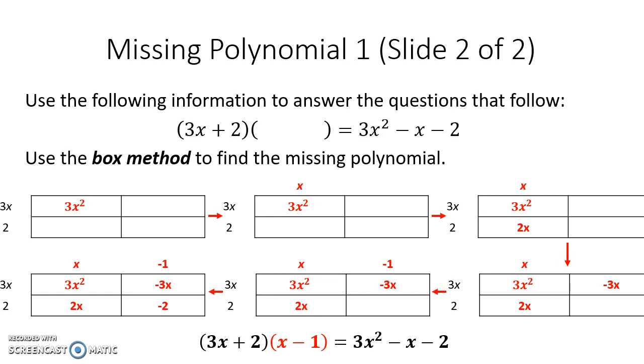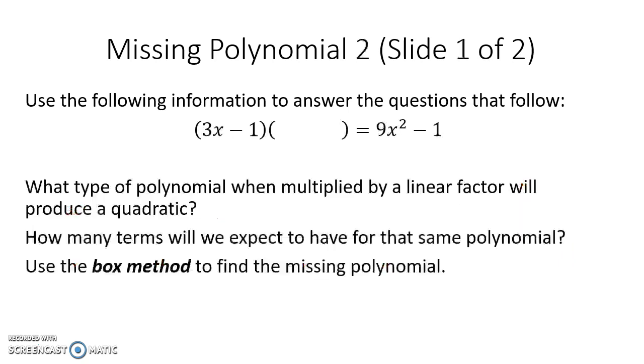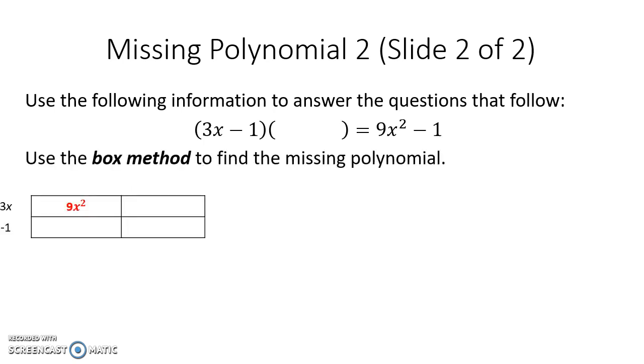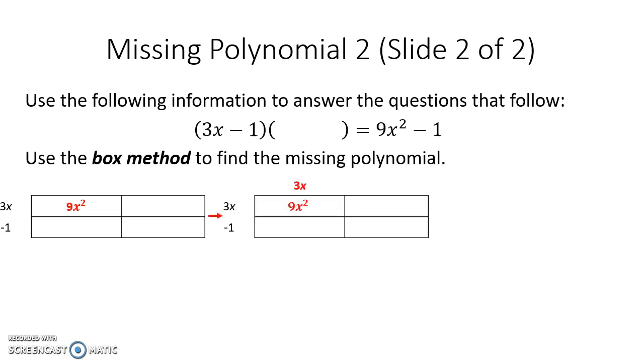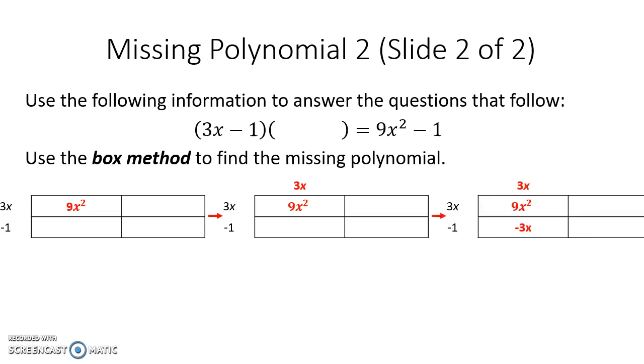So not too difficult. Let's see another one that's as simple as that one. So we'll use a linear again times another blank factor equals a quadratic. So we know again this should be linear. We should expect to have two terms. And now to use the box method, we can set the 3x minus 1 off to the left with the 9x squared in the top left. So I know that the top left should be 3x, because 3x times 3x will produce that 9x squared. So I multiply back down. 3x times -1 is -3x.